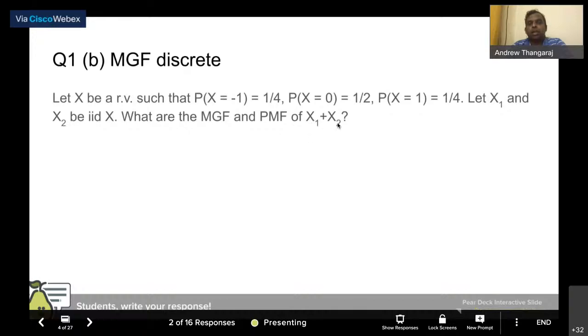Okay, so basically the MGF of X1 plus X2 is the product of the MGF of X1 and the MGF of X2, right? Now, the MGF of X1 and the MGF of X2 are the same because they're both the same distribution. So you just take the MGF of X and square it. You will get the MGF of X1 plus X2.